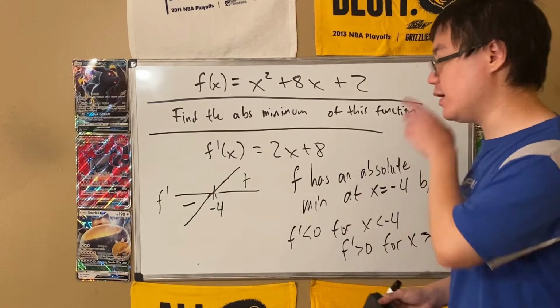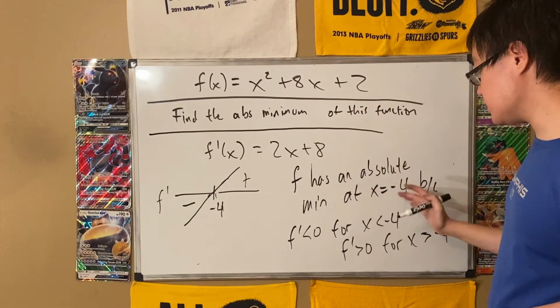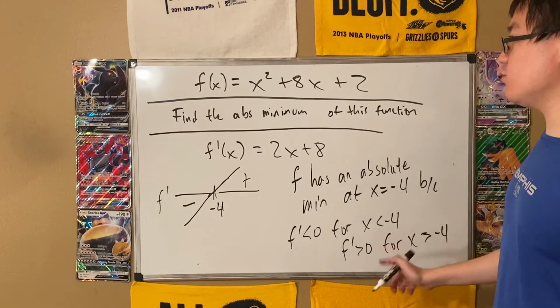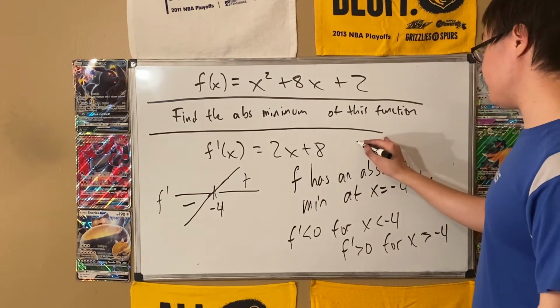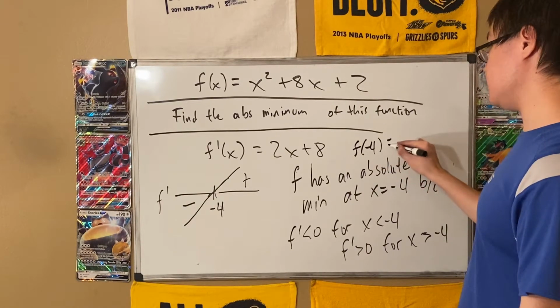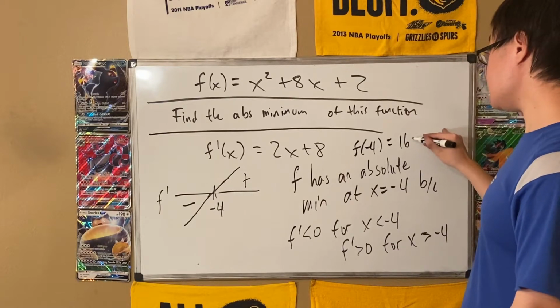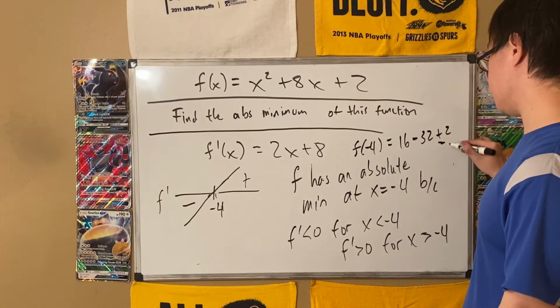So that's going to be my answer. Where does f have an absolute min? That's going to be at this point -4. This is my justification sentence. If you actually wanted to find the value, what you would do is you plug in -4. I can do that right now. What is f of -4? What is this value actually? Well, it's going to be -4 squared. That's going to be 16 minus 32 plus 2. So I believe this is -14.